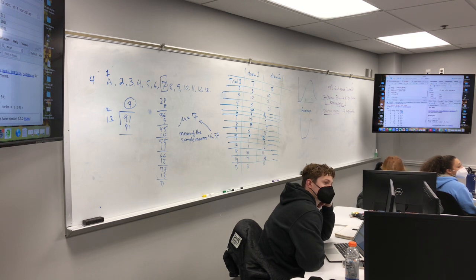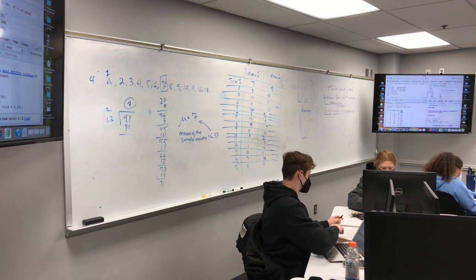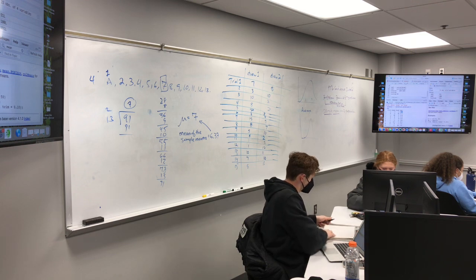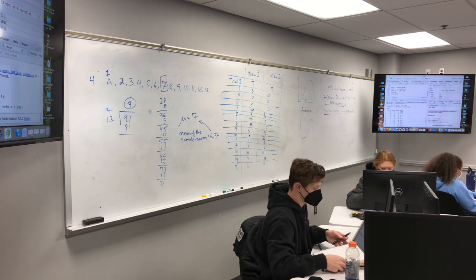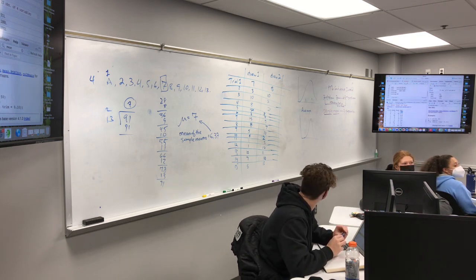Can somebody give me the square root of 2? Anybody? 1.41. So the standard error is the standard deviation divided by the square root of n. This would be 1.41 divided by 1.41, which is 1, which is weird.